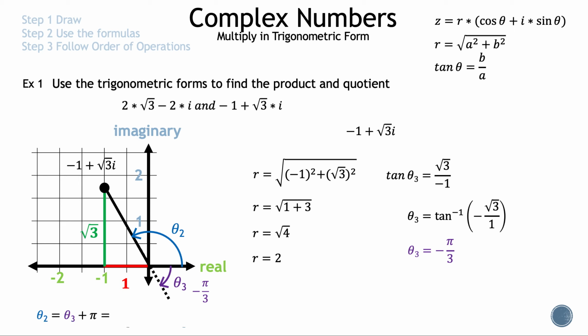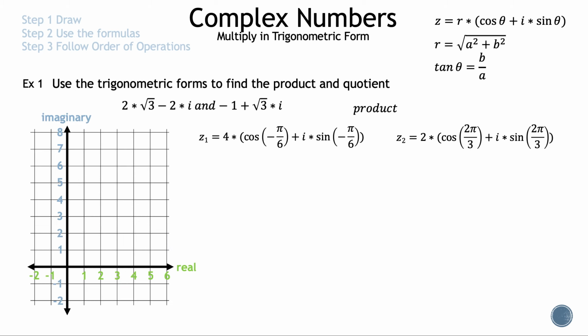So now we know theta sub 2 is equal to theta sub 3 plus pi. So let's substitute negative pi over 3 for theta sub 3. So now we have theta sub 2 is equal to negative pi over 3 plus pi, and the result of that is 2 pi over 3. Now that we know theta sub 2 and r, let's substitute 2 for r and 2 pi over 3 for theta into z. So now we have z sub 2 is equal to 2 times the quantity of cosine of 2 pi over 3 plus i sine of 2 pi over 3, and that is the trigonometric form of negative 1 plus the square root of 3i.